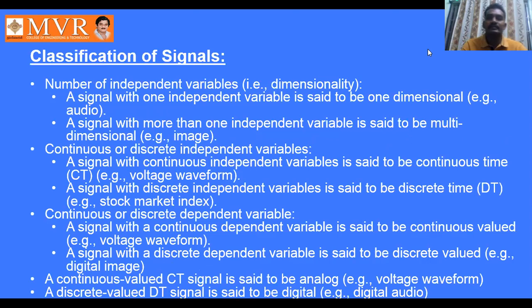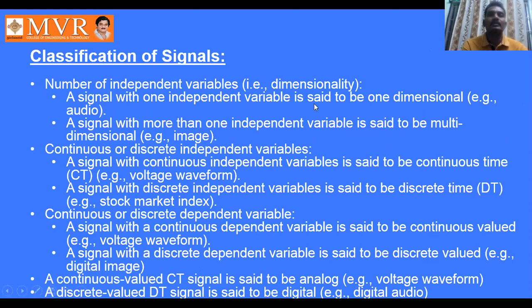Next, how the signals are classified. Here, the signals are classified based on the number of independent variables, that is, dimensionality. Number of independent variables means dimensionality. A signal with one independent variable, that is f of x or f of y, like that, is said to be a one-dimensional signal.